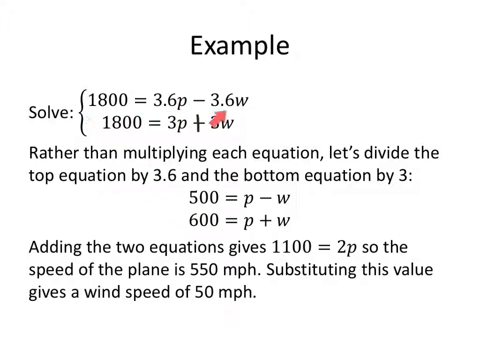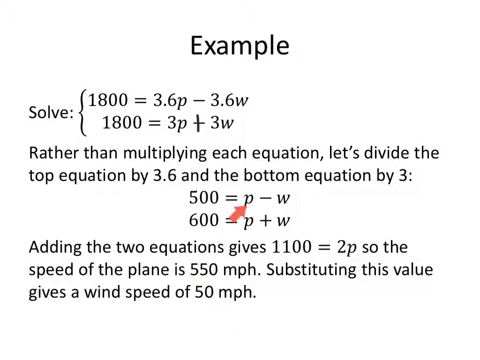And when we divide the top equation by 3.6, I'll end up with 500 equals P minus W. Divide the bottom equation by 3, and I'll get 1800 divided by 3 is 600. And on the right, P plus W. Now we have coefficients of W the same, both 1, opposite in sign. When I add the two equations, I'll have 1100 equals 2P. So the speed of the plane is 550.